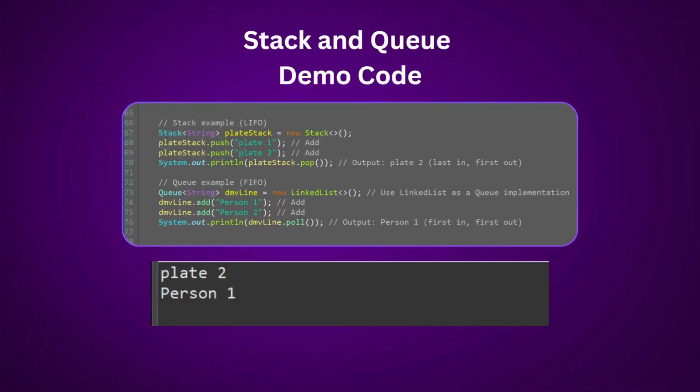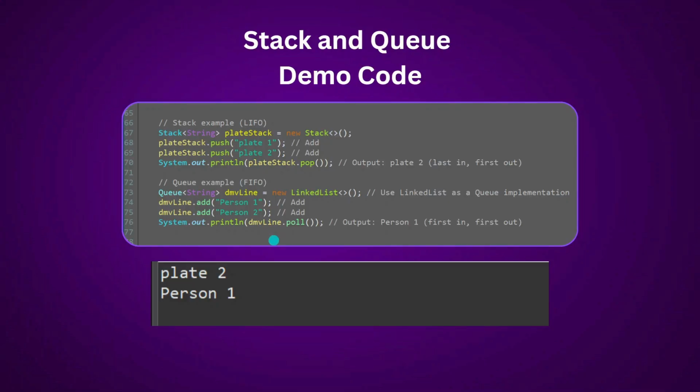So next, here's some demo code. In the stack example here, we push plate 1 and then plate 2. So we're adding them, and then we call pop. The program retrieves plate 2 because it was the last item added, demonstrating LIFO, last in, first out. And the queue here models a line. We add person 1 and then person 2, and when we call poll, we get person 1, as is shown here. So this shows FIFO, where the first person in line is the first one served.